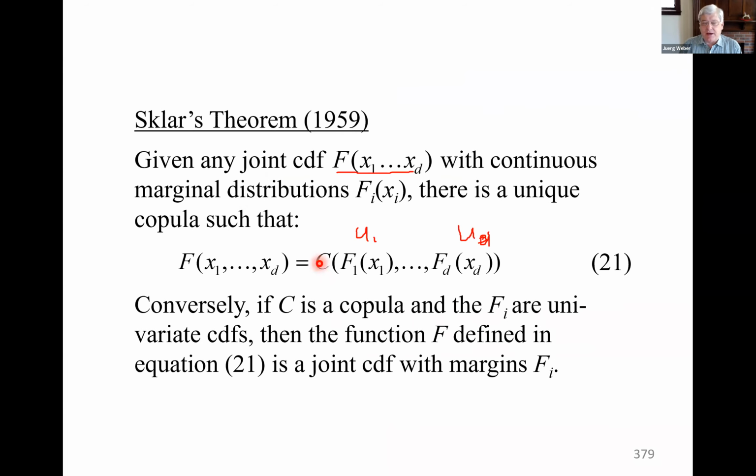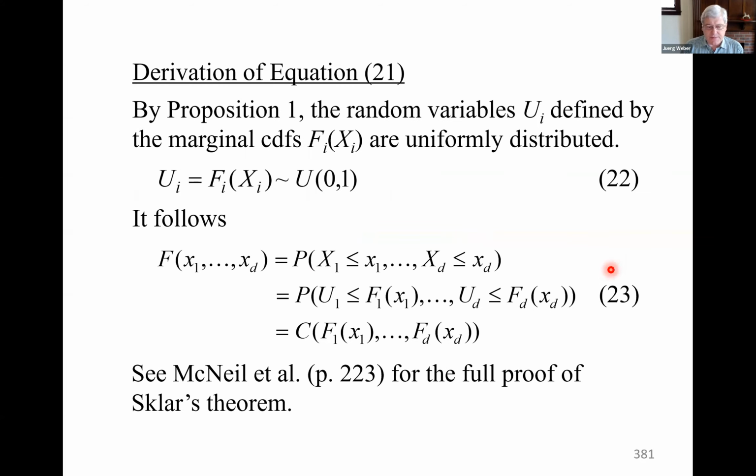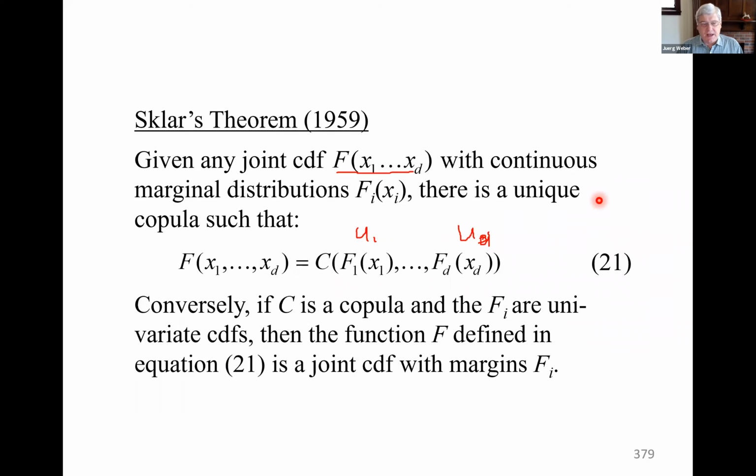Okay, I would like to finish this by deriving this Sklar theorem, at least this equation 21. For the full proof of the Sklar theorem, you have to go to McNeil and to the book. But let's just derive shortly equation 21, which tells that any joint CDF we can write down as a copula type CDF of the U values of the CDFs of the marginals.